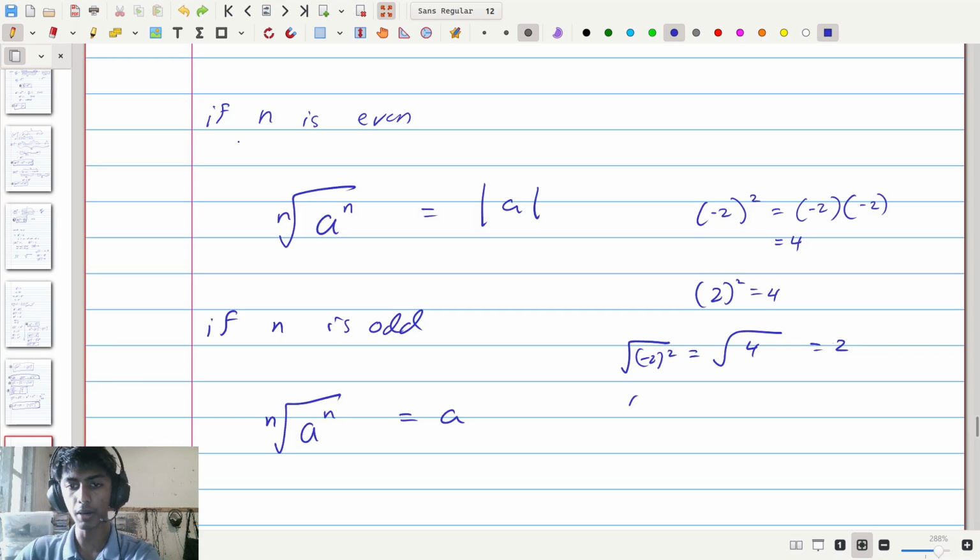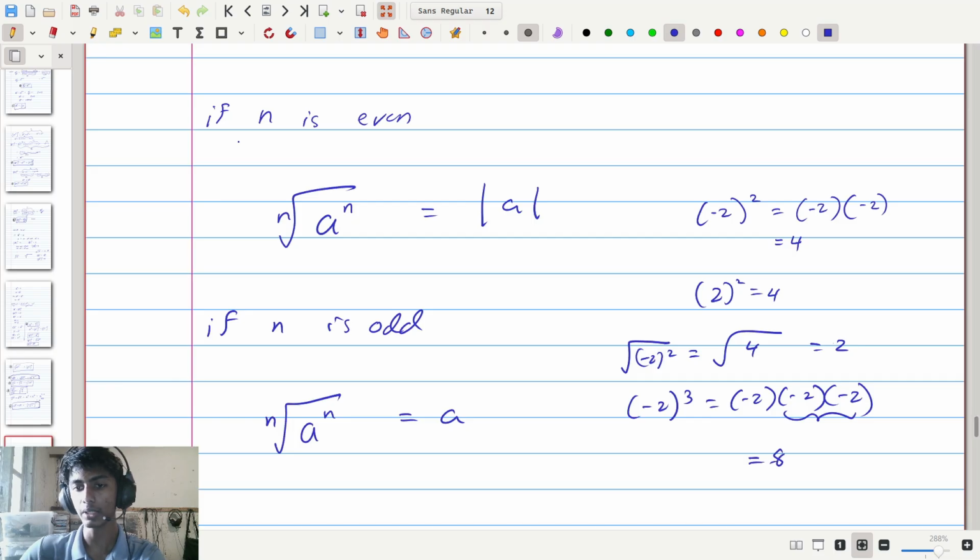However, when you cube a number, for example negative 2 cubed, that is negative 2 times negative 2 times negative 2. The first two will give us 4, and negative 2 times 4 will give us negative 8. So because of this, the sign is preserved.